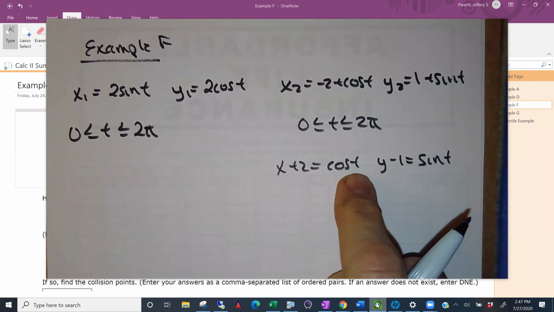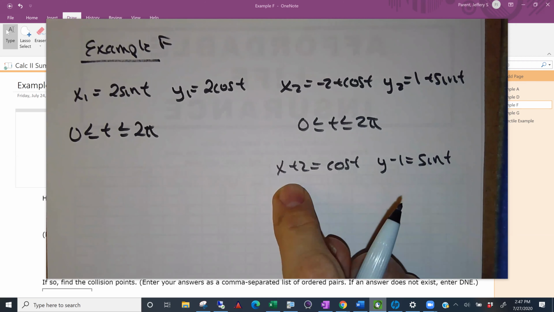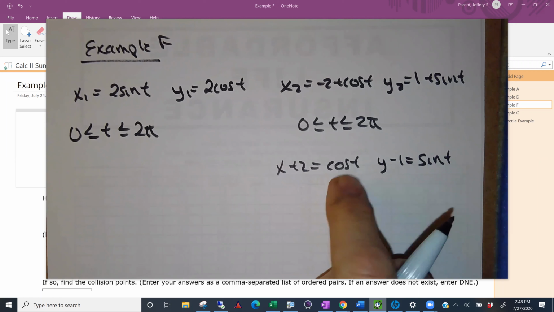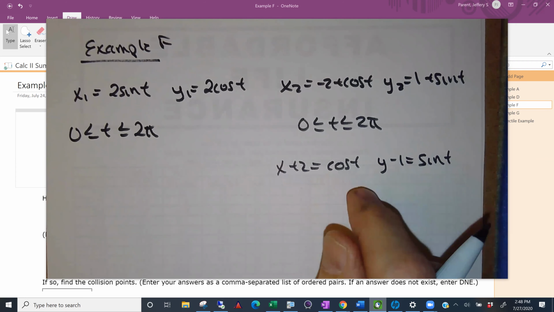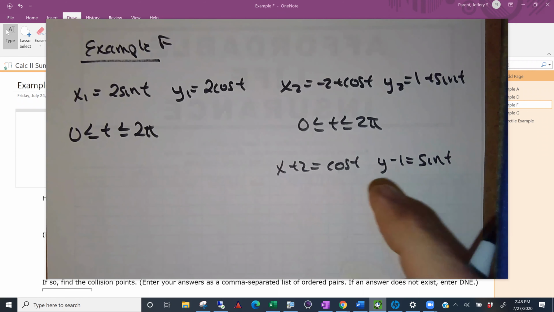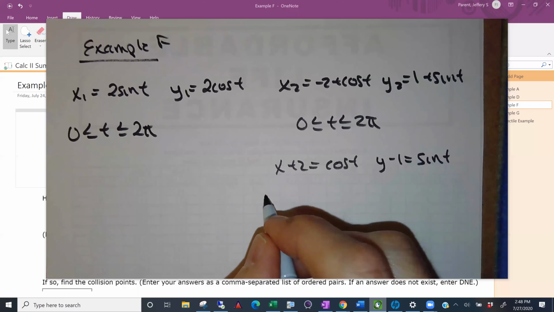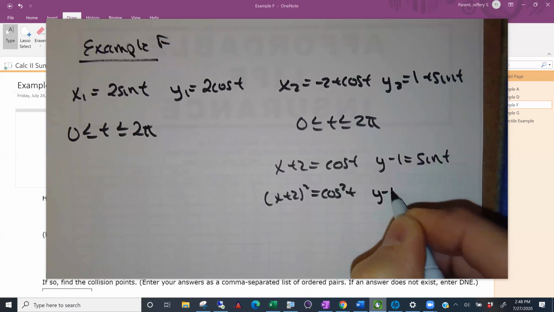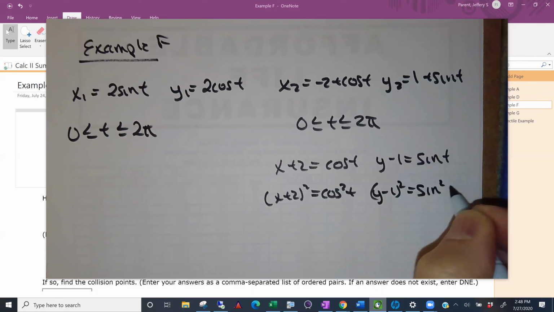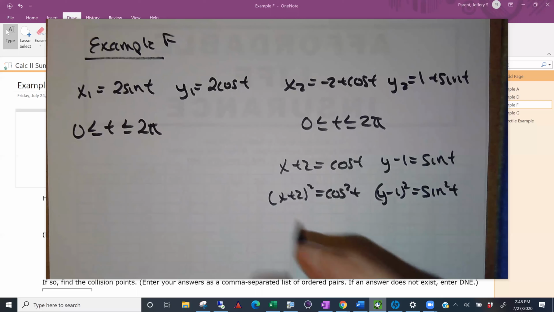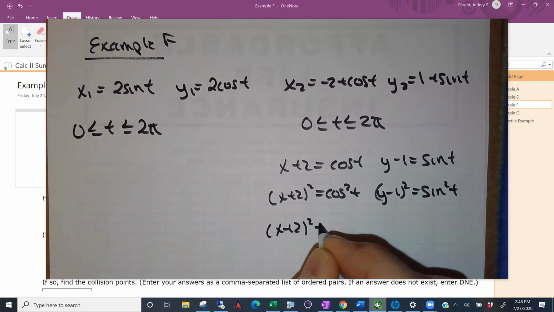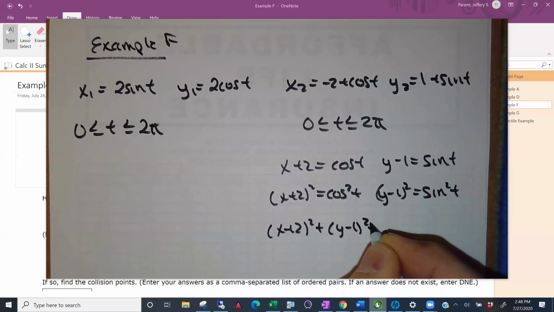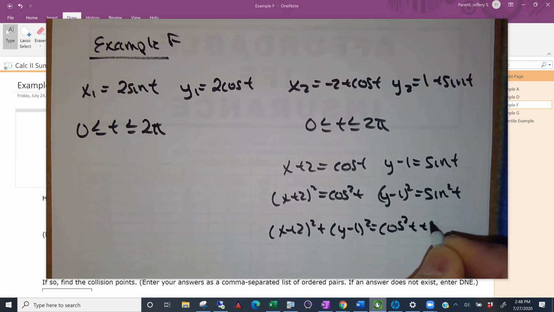Now, one way to eliminate the parameter would be to solve for t. You could take the inverse cosine of this. That's a really painful way to go. There's a trick that we used in the last problem. Can anyone see what you think I should do here? Square it. X plus 2 squared equals cosine squared. Y minus 1 squared equals sine squared. So perfect. Thank you. And then if we add these together, I get x plus 2 squared plus y minus 1 squared equals cosine squared plus sine squared, and that equals 1.